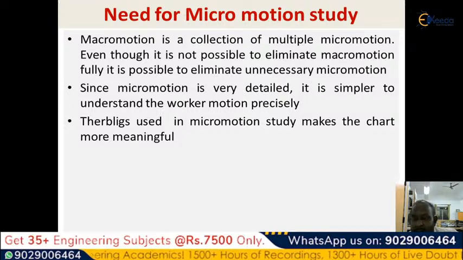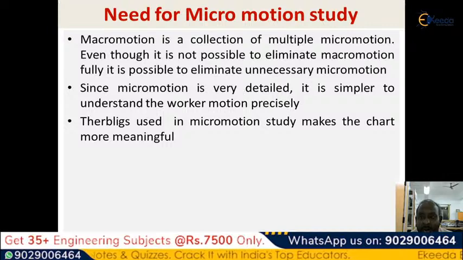For recording, again they are going to use a chart, and in that chart you are going to use some symbols. Those symbols are called therbligs. So therbligs are used as symbols for making this particular micro motion study. Sometimes this micro motion study will help you to enhance your manufacturing process, or it may be used to avoid the unutilized motions.